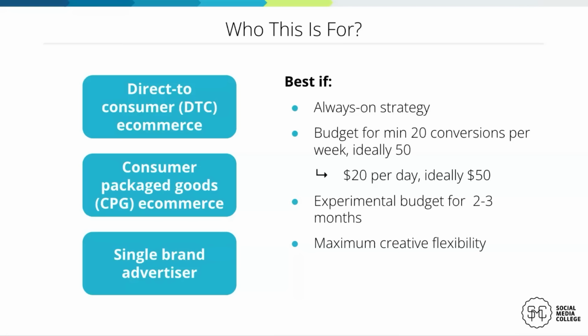We need maximum creative flexibility. So if you're in the marketing role and you don't have control, or there's very strict controls over the ad creative, you might find this a little bit frustrating because it does rely on testing lots of different creative options. And then finally, you need both the pixel and the conversion API set up correctly. These campaigns will not work anywhere near as effectively if you only have the Meta pixel set up.